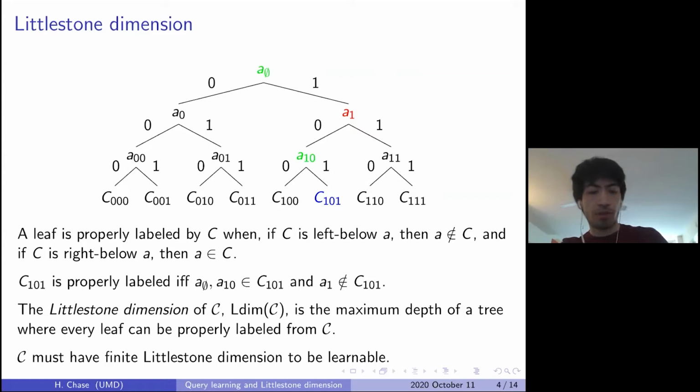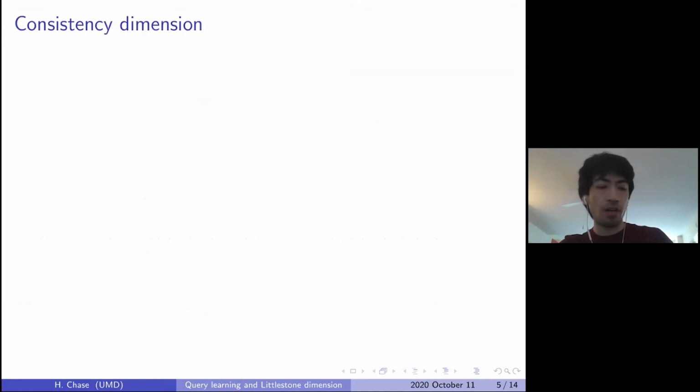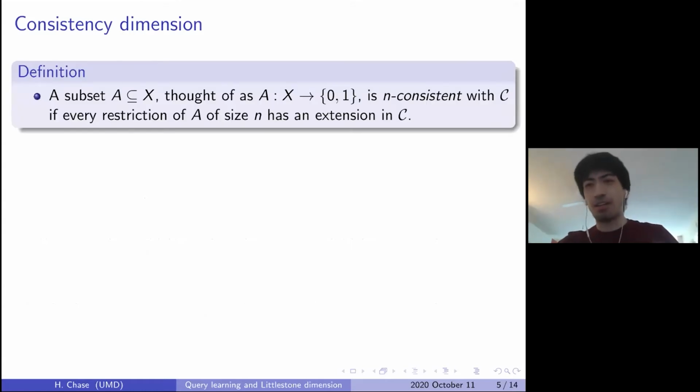I won't say too much more about that, but that's a little bit of a rough sketch of why finite Littlestone dimension is necessary. But it's not sufficient, and so we also need to talk about consistency dimension. This is not my formulation of it. Consistency dimension has been around before, but let me give the formulation that I'll use.